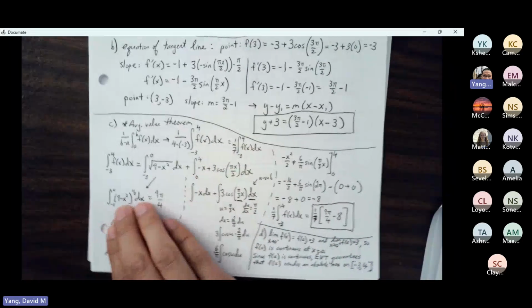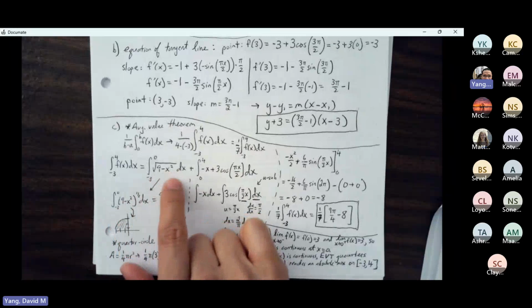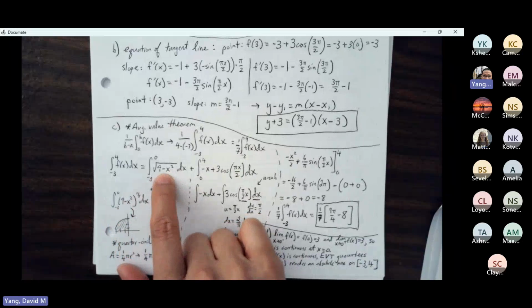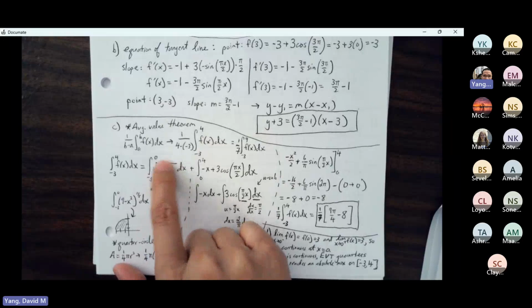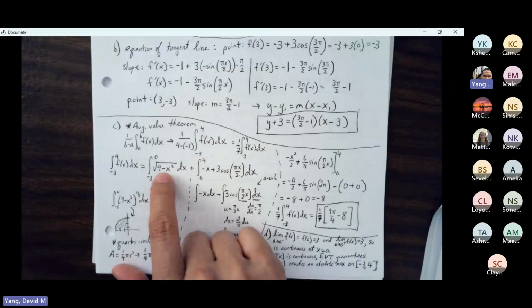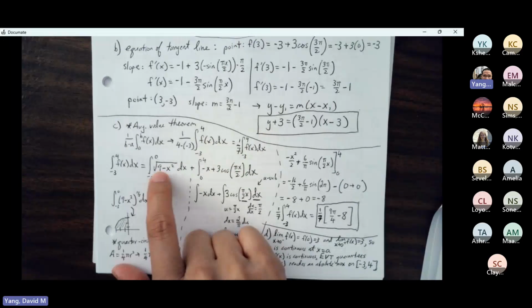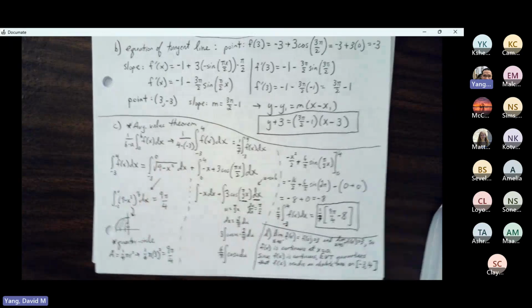This one, I was looking at it for a minute, wondering, what rule am I going to use for this? Because if I go through your substitution, I'm not able to quite get this to work out. And then I realized that they want the students to recognize this as a half circle. So square root of 9 minus x squared is a half circle from negative 3 to 3.